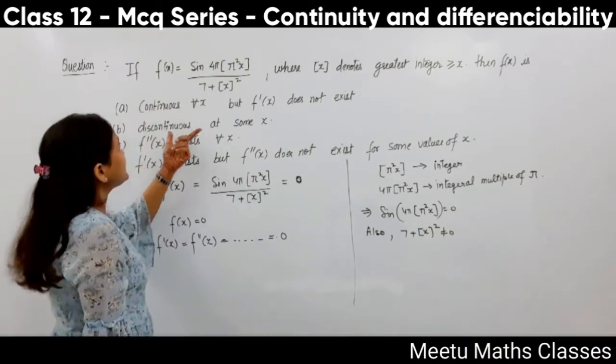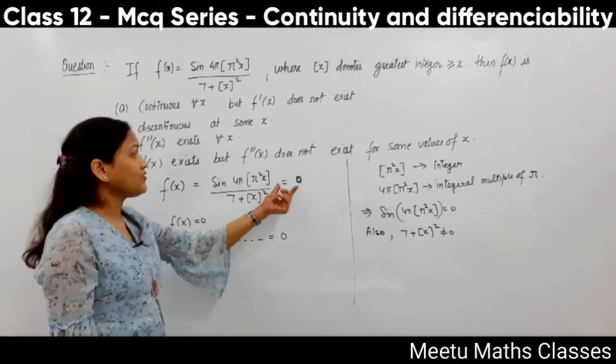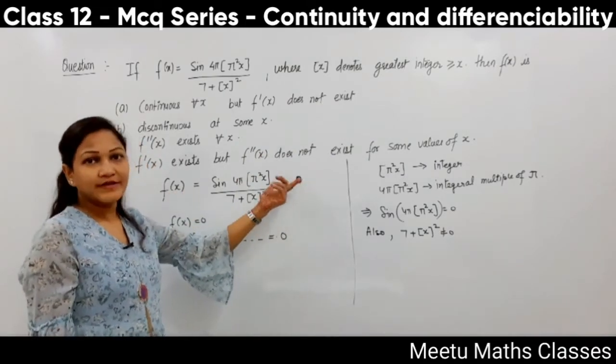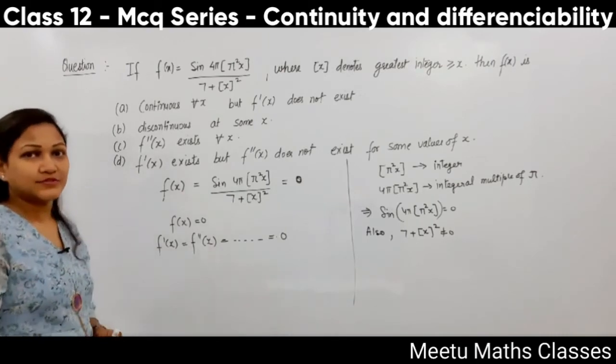Second, it is discontinuous at some x. So your f(x) is defined as a constant function 0. So it is continuous everywhere. So your option B is also incorrect.